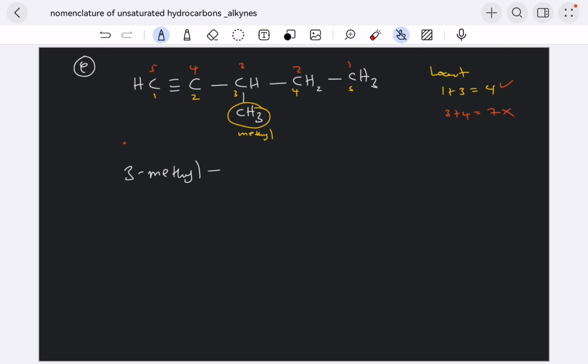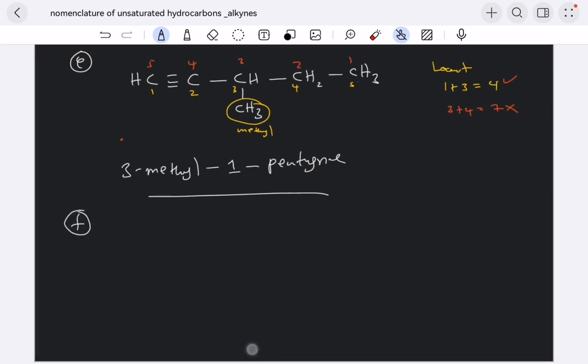So again, in the longest chain at position number 1, we have a triple bond. Then the longest chain is pentyne, which is 5. So it's going to be pentyne. So that will be the name of that particular compound.